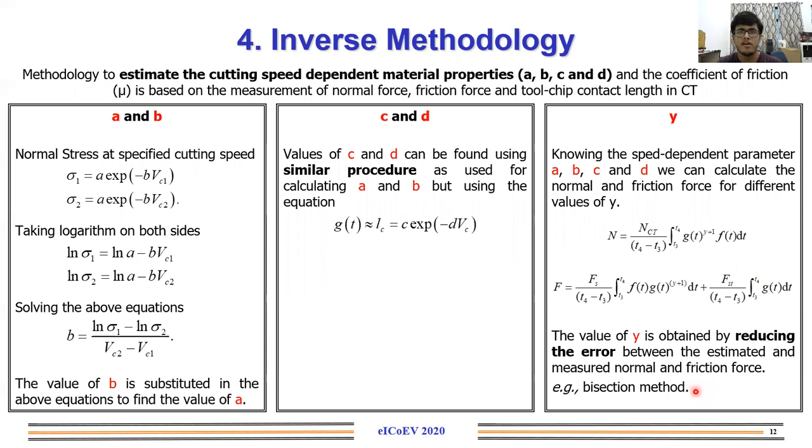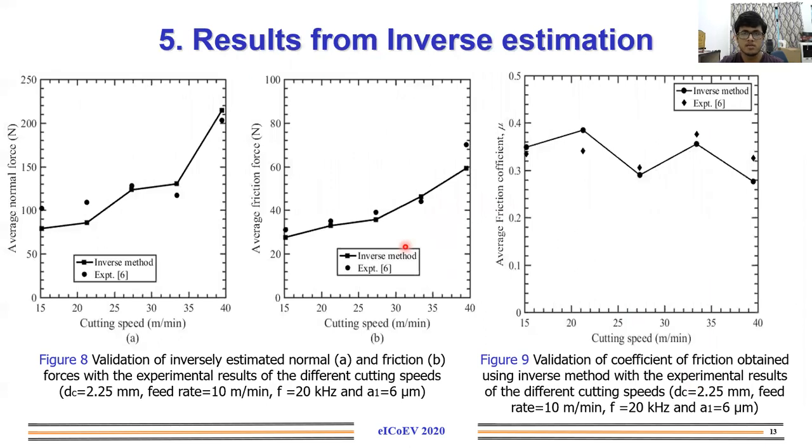As soon as we have all the 5 material dependent parameters, what we have done is to show that our study is good and can be used in industry. We have plotted a graph to show the accuracy of our model. As you can see, the normal force and friction force are plotted against the cutting speed, and the frictional coefficient is also found against the cutting speed.